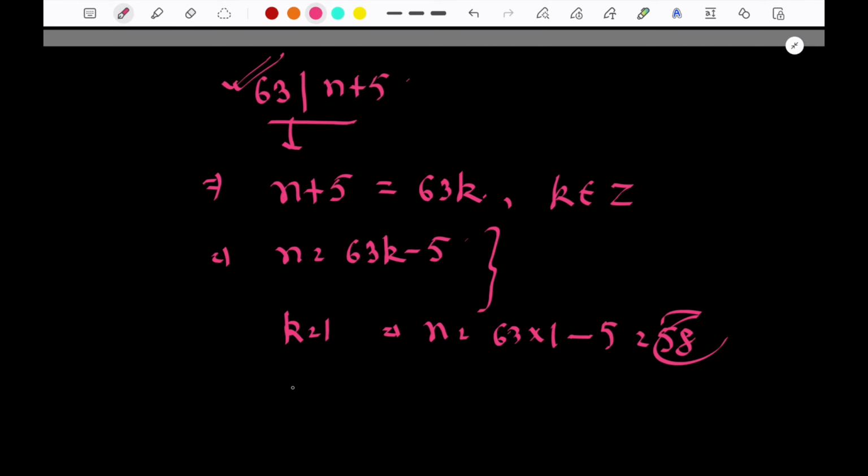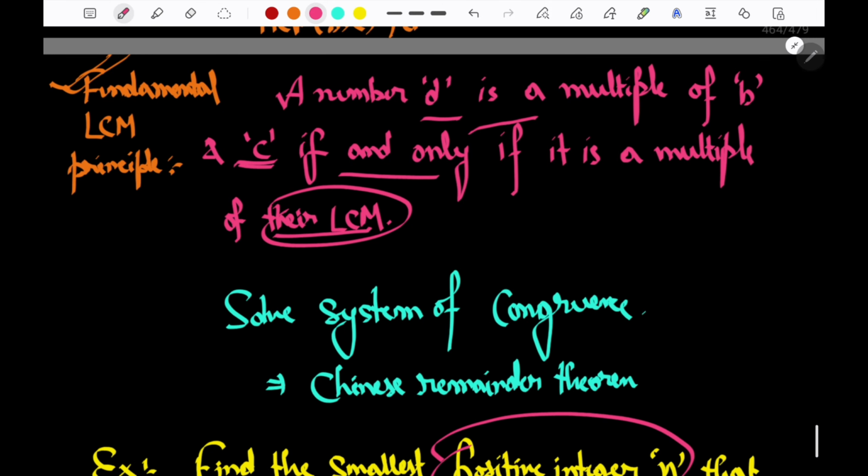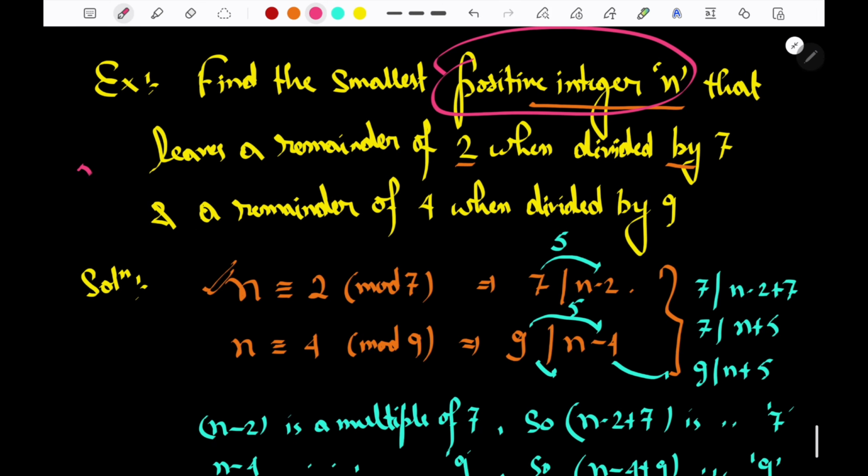Okay. But you will say, sir, choose k equal to 2. So obviously what is going to happen? This will become 121, which is greater than 58. Hence the smallest positive value will be 58. Superb. A nice thinking problem where you can pause and think for some time and then see the solution.